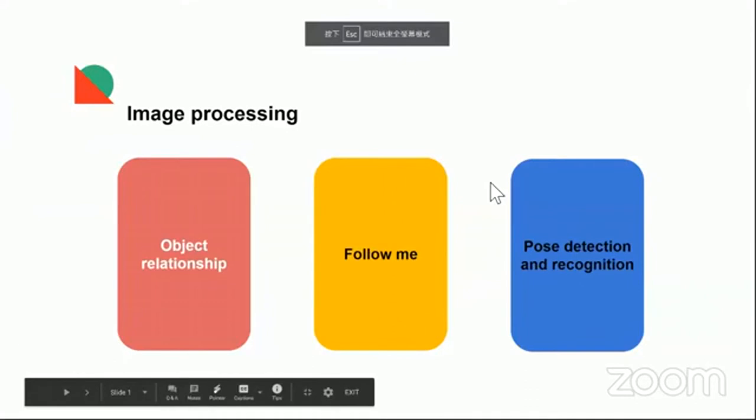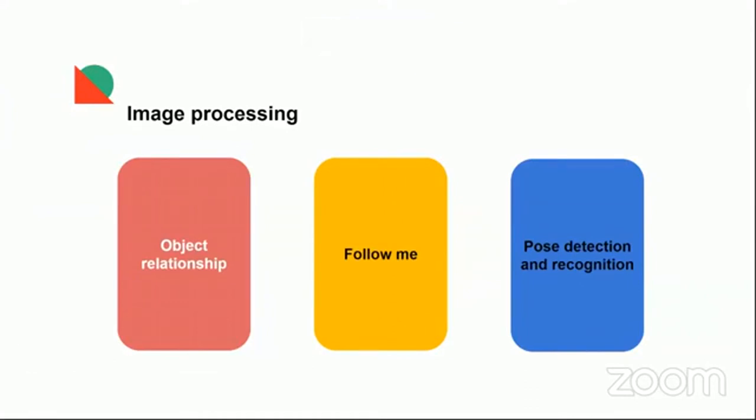The aim of our development is to let our robot understand more about the human world. By achieving it, we focus more on image processing this year. In the following demo, we will show object relationship, follow me, pose detection and recognition.